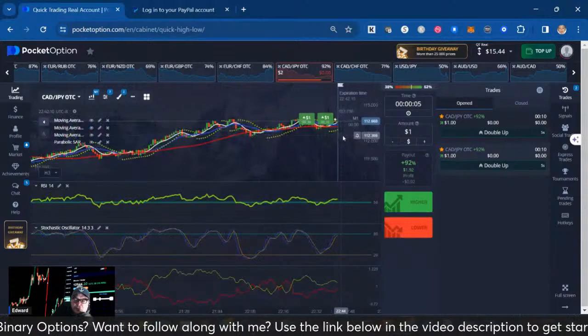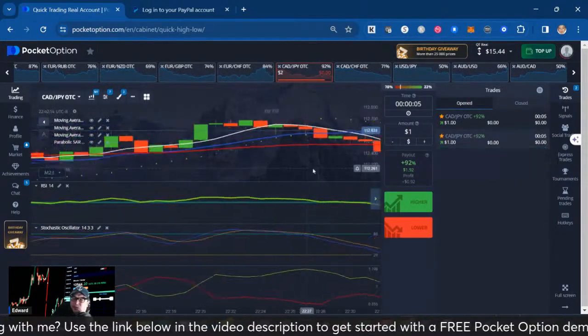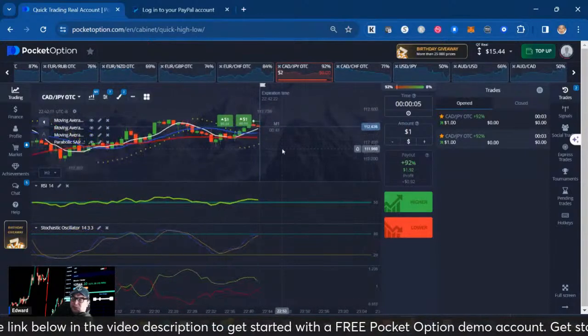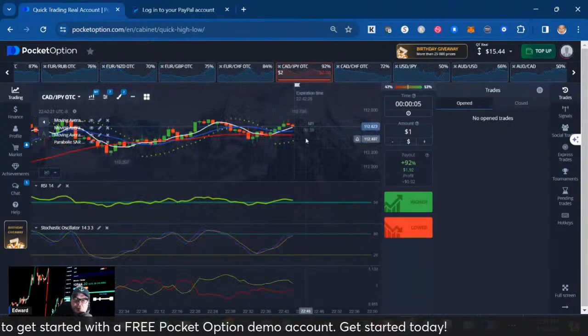Are we still on the up? It's running flat. Vortex is starting to turn downwards. Not looking favorable, guys, for these two. But we did make some coin off the 5 second, which is good.